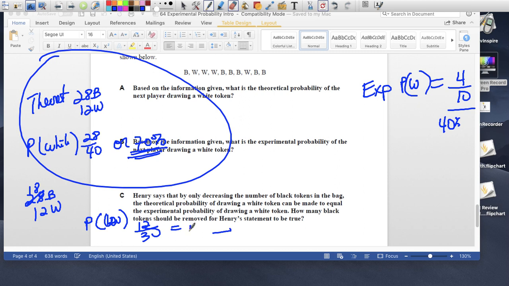Yes, it is. I got this right. All right, so by removing some of the black tokens, you change the denominator and you make the chance of getting a white a little bit less. Sorry, a little bit less. Okay.